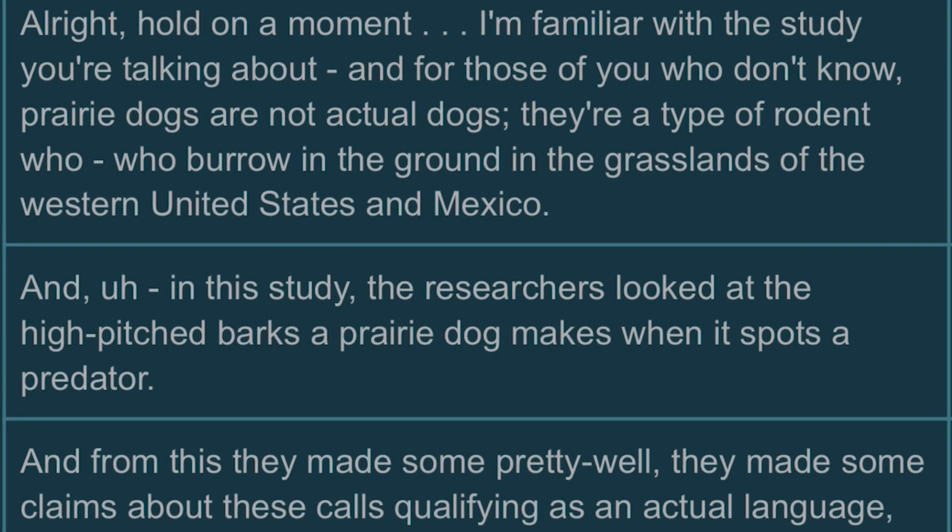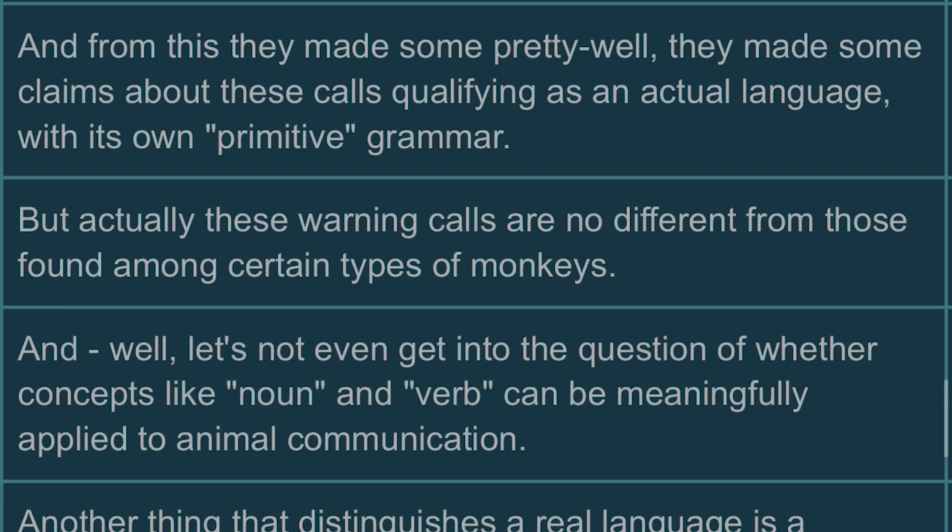All right, hold on a moment. I'm familiar with the study you're talking about, and for those of you who don't know, prairie dogs are not actual dogs. They're a type of rodent who burrow in the ground in the grasslands of the western United States and Mexico. And in this study, the researchers looked at the high-pitched barks a prairie dog makes when it spots a predator. And from this, they made some claims about these calls qualifying as an actual language with its own primitive grammar.